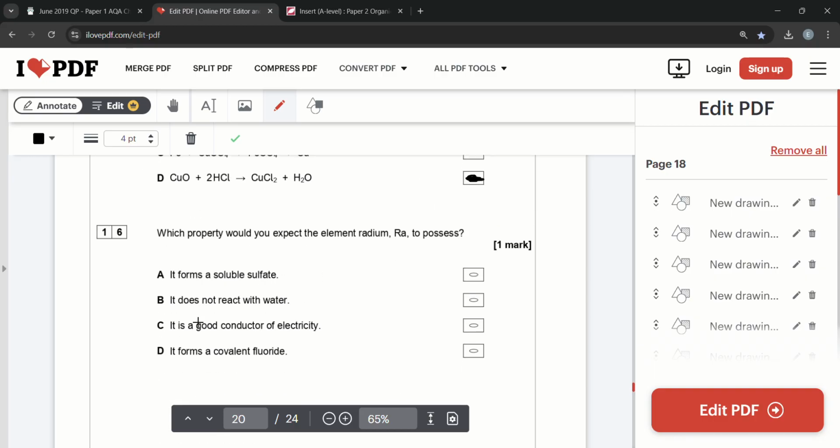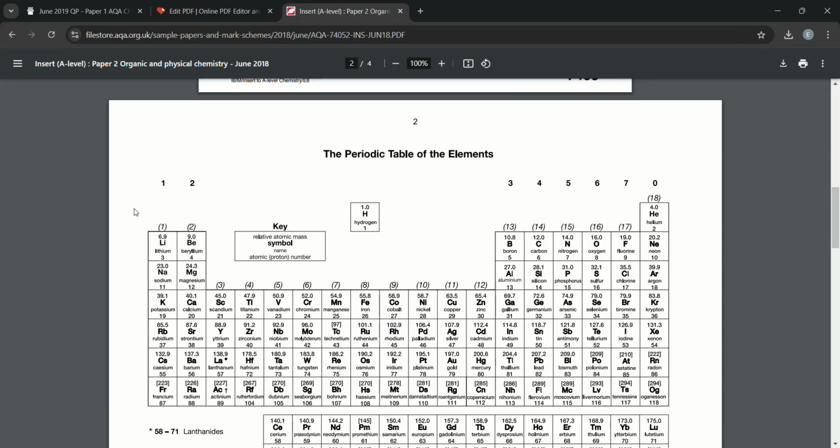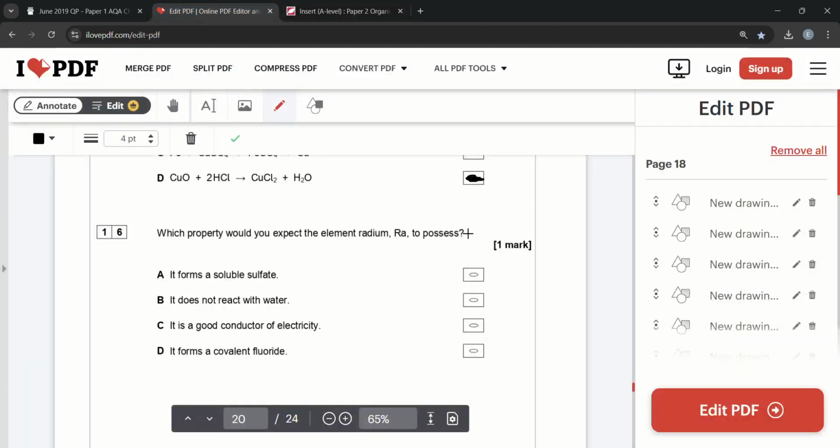Question 16. Which property would you expect the element radium to possess? Well, what is radium? Look at radium. Where is it? Yeah, it's in group 2. Calcium, strontium, barium, radium. It's a metal. And what metals are good conductors of electricity?